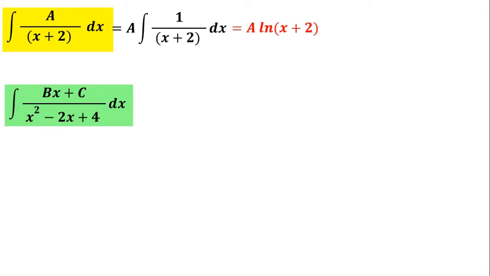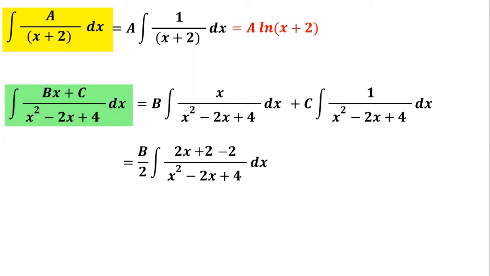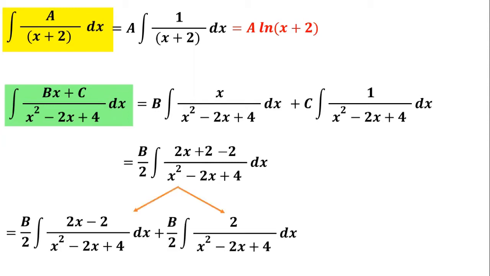To solve it, we are going to split it into two integrals. To solve the first integral, you must make the numerator in the form of the differentiation of the denominator. So we are going to divide by 2 and multiply by 2, and then we are going to add 2 and subtract 2. Then we are going to split this integral into two integrals. Here we took 2x - 2, and here we keep 2 as it is. Then bring down the above integral.